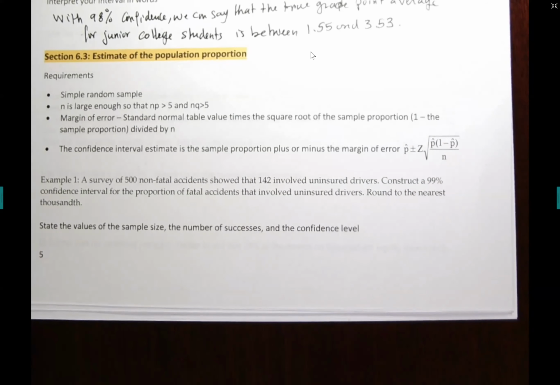Okay, requirements to estimate. When I say estimate the population proportion, guys, it means find a confidence interval. In some books, your chapter 6 has a different title. It's called estimating the mean and the proportion. So it is the same thing. The requirements to do this test, to find the interval: we have to have a simple random sample. N has to be large enough, so N times P greater than 5 and N times Q greater than 5. I'll explain that in a second. And then we have a margin of error, and then we can find the confidence interval using the margin of error. Let me explain what it says right here. And once I explain it, guys, you just do the application.